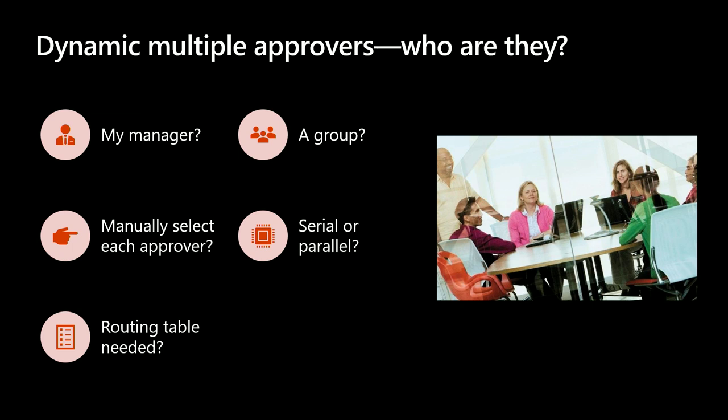So who are the dynamic multiple approvers? Is it my manager? Is it my manager's manager? Is it a whole group of people? What kind of group of people is it, like an Office 365 group? Do you want the person to be able to manually select each approver? Is it serial or parallel? And do you need to use a routing table? A routing table sounds like a complicated term, but it's usually where I create a SharePoint list and I call it something like approvers.